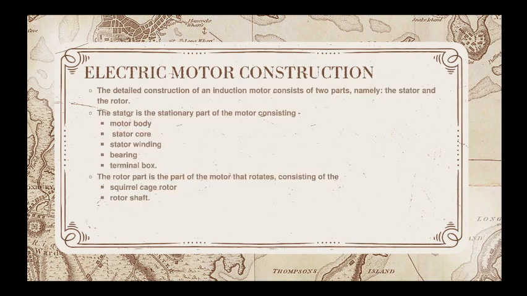And the detailed construction of an induction motor consists of two parts, namely the stator and the rotor. This part is the main important part. The stator is the stationary part of the motor, consisting of the motor body, stator core, stator winding, bearing, and terminal box. The rotor is the part of the motor that rotates, consisting of the squirrel cage rotor and rotor shaft.